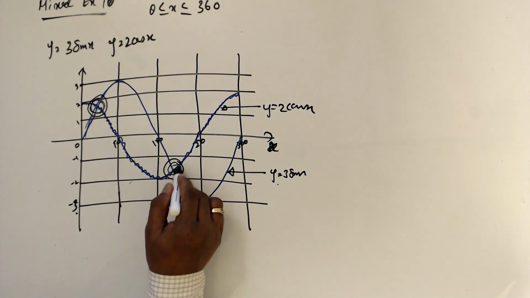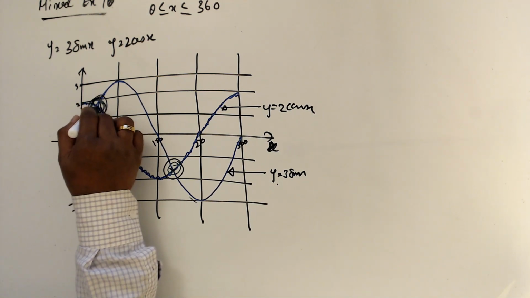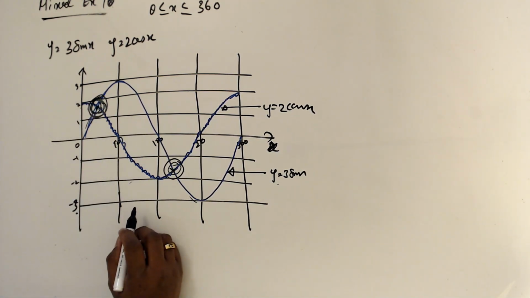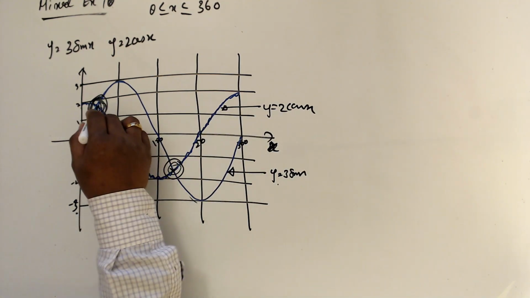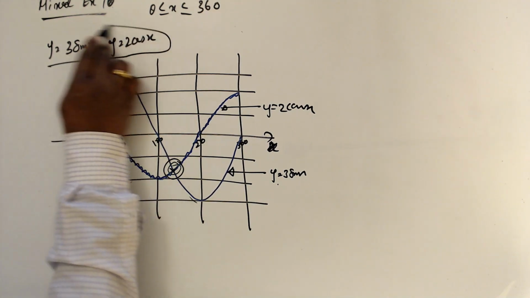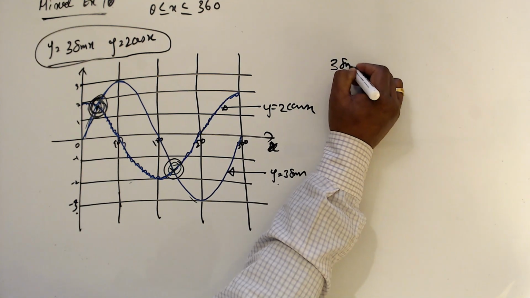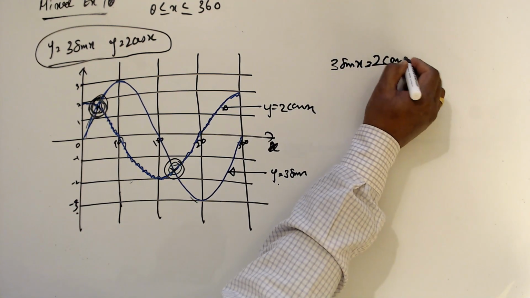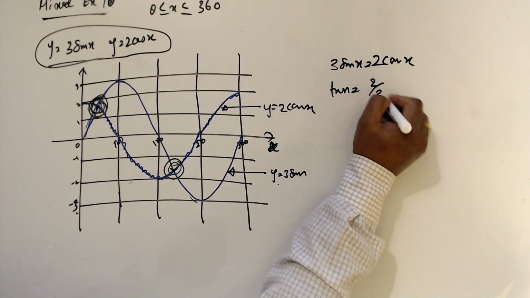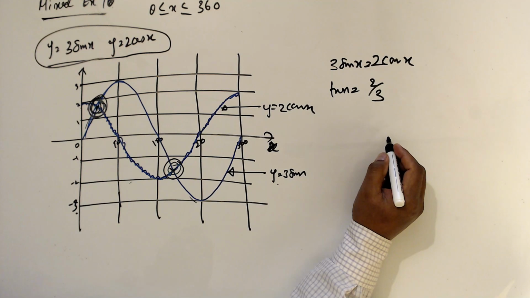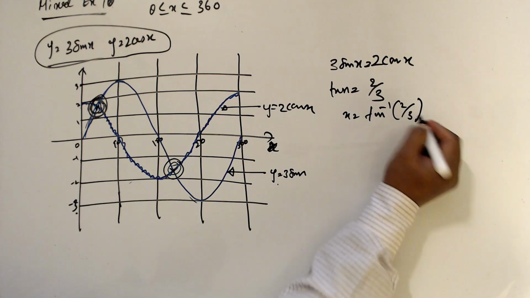So we can see that there are two solutions, two intersecting points. How do you find the intersection point of those two? We want to solve these simultaneously. Basically, we can equate those two: 3 sin x equals 2 cos x. Then tan x equals 2 over 3. So x equals tan inverse 2 over 3.